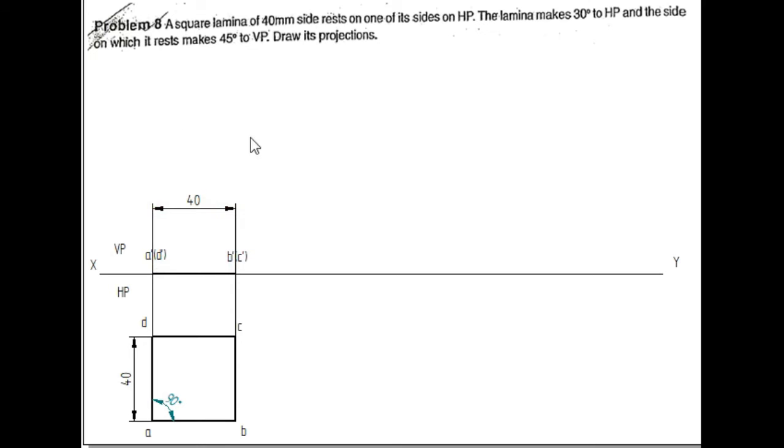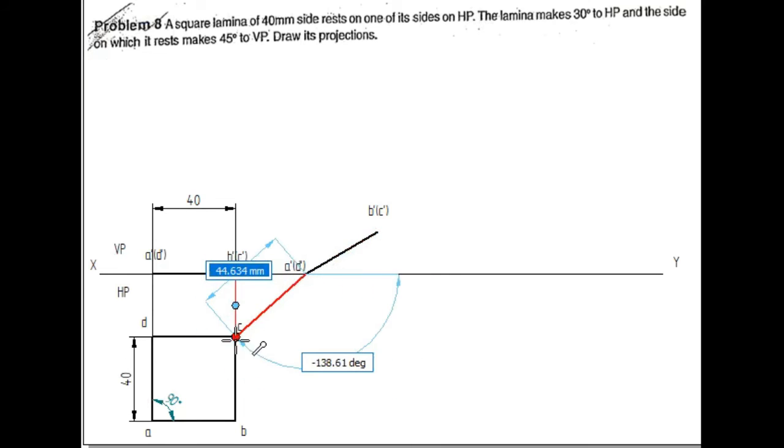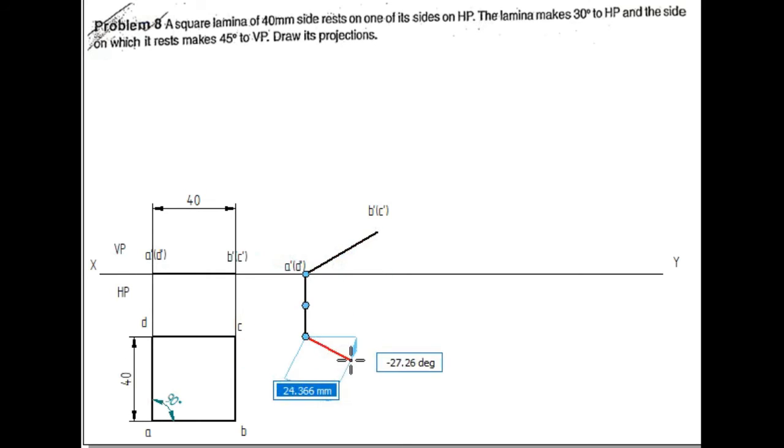So I will draw a line on the XY line, any point you can take, and the length is 40 mm and the angle is 30 degrees. And the naming has to be the same as what we have given previously. So this becomes A dash in the bracket D dash, and this point will become B dash in the bracket C dash. Now I will extend the line downwards, a projection line from D dash to D. This should be a projection line.